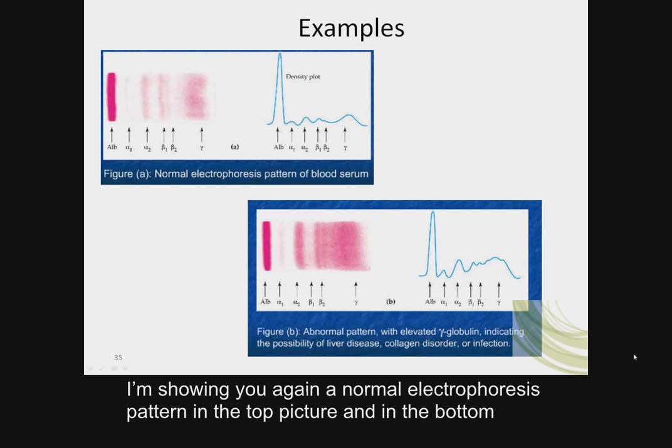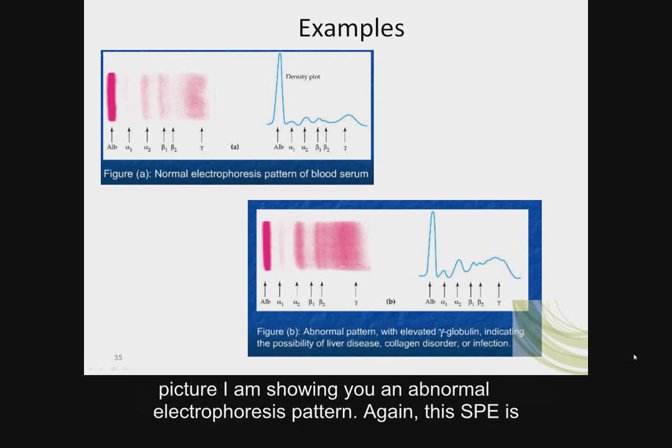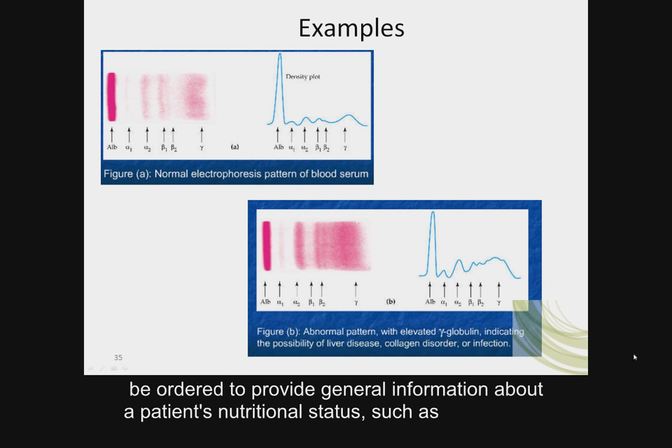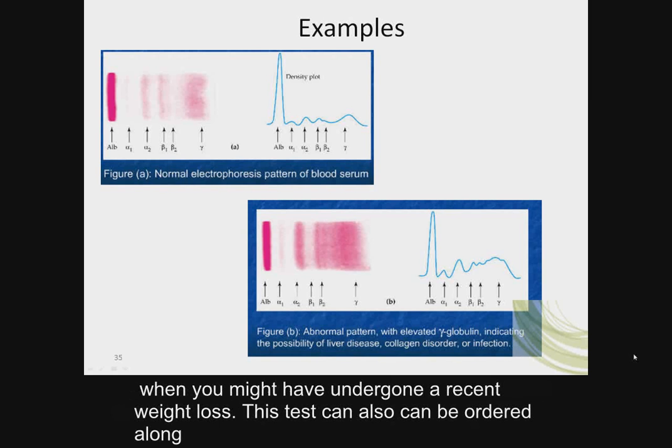I'm going to show you again a normal electrophoresis pattern in the top picture, and in the bottom picture I'm showing you an abnormal electrophoresis pattern. Again, this SPE is a total protein test. It is often ordered as a routine health checkup. Total protein may also be ordered to provide general information about a patient's nutritional status, such as when you might have undergone a recent weight loss.